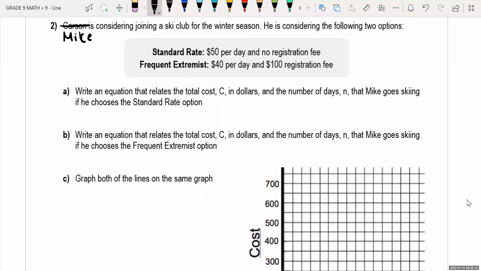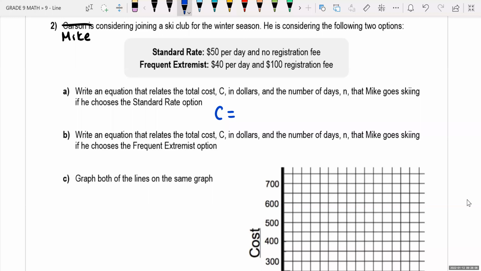Okay, so I'll pause here. Go ahead and try and figure out what a possible equation might be for this question. Okay, so you got it right. We're going to write that down. So the cost in dollars is going to be, for the standard rate, every day costs $50. So it's going to be 50 times n and nothing else.